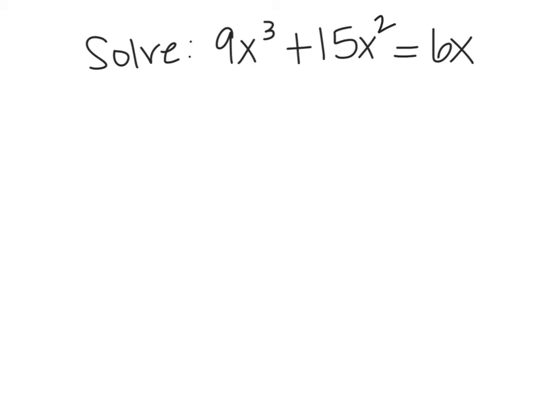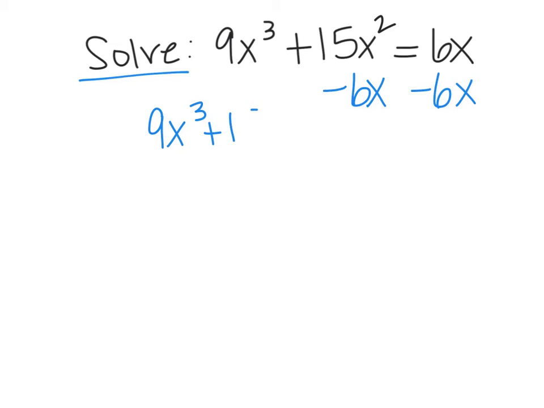Okay, with this problem, we are going to solve. So this is different from the last one because I don't just want the factors. I want to know what the x's are equal to. And so in order to do that, I need to factor and use zero products property. So first, we are going to subtract 6x from both sides. So I get the whole equation over on the left-hand side. So I have 9x cubed plus 15x squared minus 6x is equal to 0.